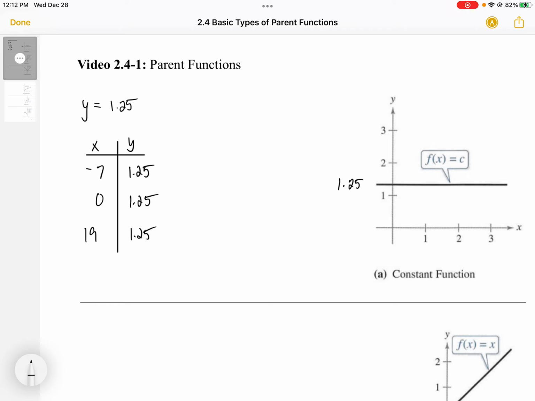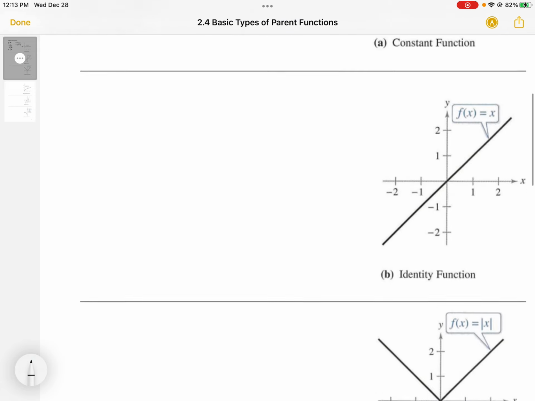This parent function, the domain, the set of x values that are good for this function, would be all real numbers. Okay, we could come up with any x value in that x column on the table. The range is going to simply be 1.25. So in interval notation, it looks something like that. Let's look at the next function.